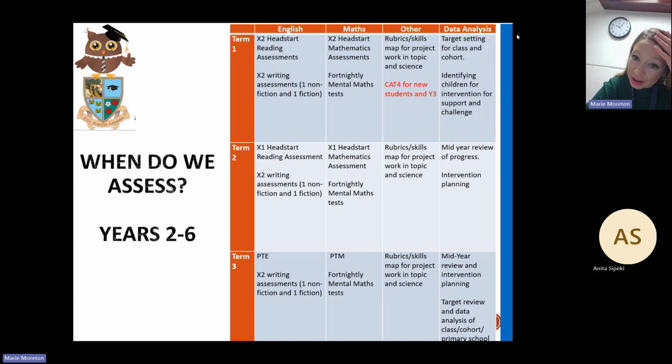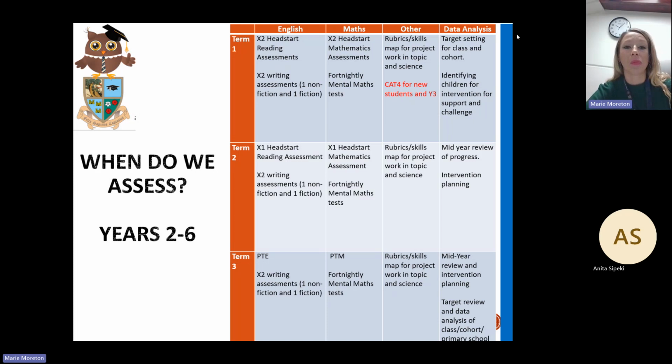Obviously, in term 1, we do the CAT4 for new students in year 3. They also do it in year 7, year 10, and actually year 12 as well. That's because it gives information about what the children should achieve by the end of the key stage. So year 3 is the beginning of key stage 2. Year 7 is the beginning of key stage 3, so it gives you a prediction and targets to work towards for the end of the key stage. That's why we do it at those times.